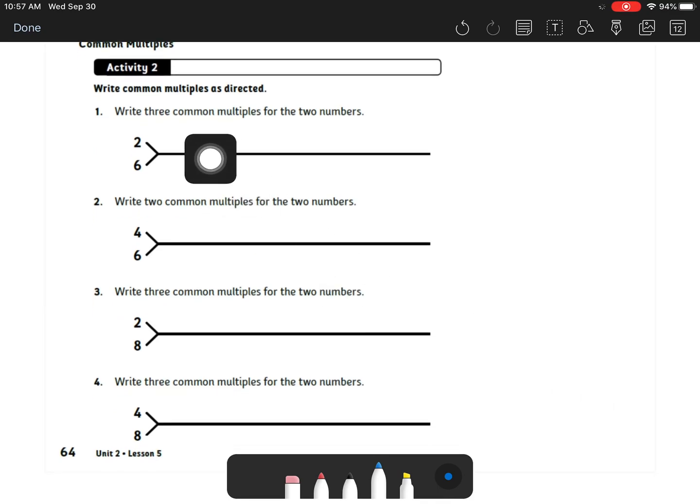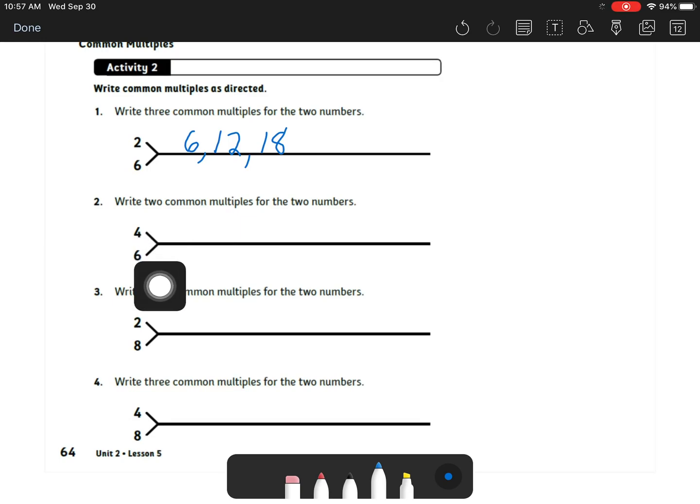Okay, so here we want to write 3 common multiples. So again, when we're doing these multiples, for example, 6 is a multiple of 2 because 2 times 3 is 6, right? So then we can just count by 6's. 6, 12, 18. Those would be 3 common multiples.